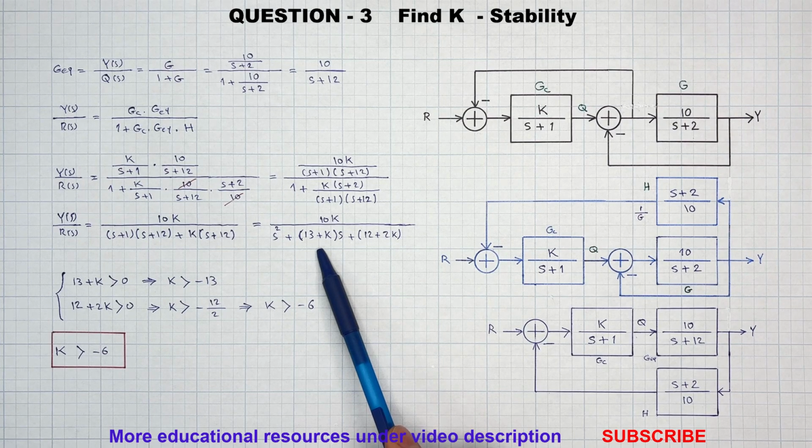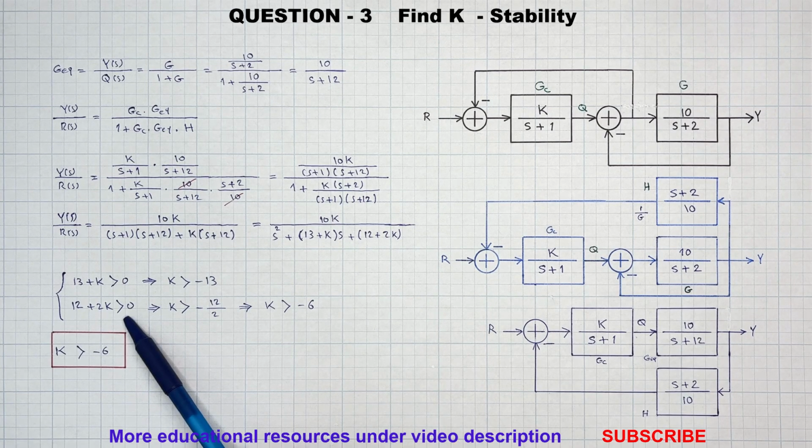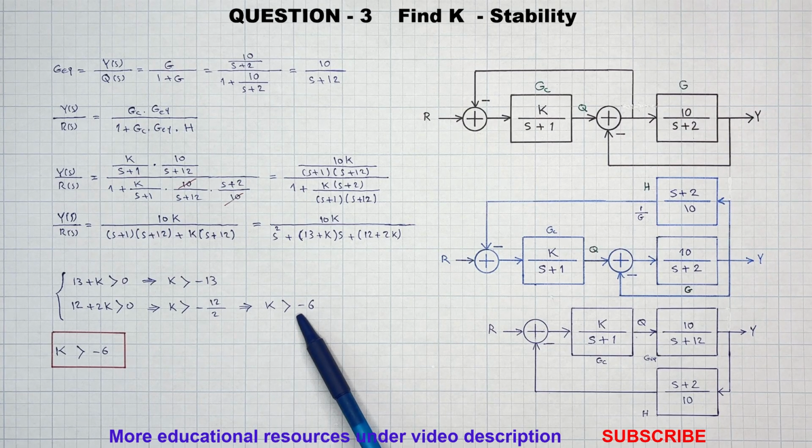So the coefficients 13 plus K and also 12 plus 2K should be greater than 0. This will give us two solutions, K greater than minus 13 and K greater than minus 6. So for both conditions to be satisfied, K must be greater than minus 6.